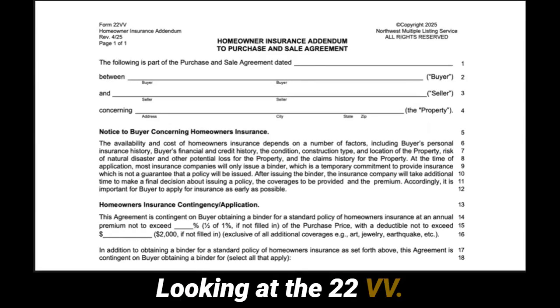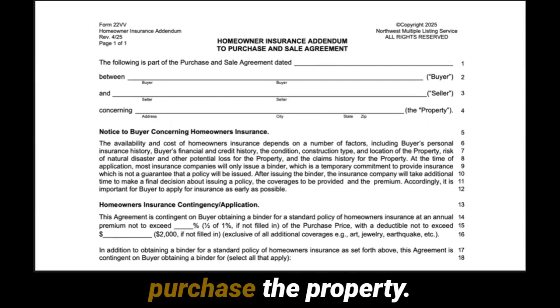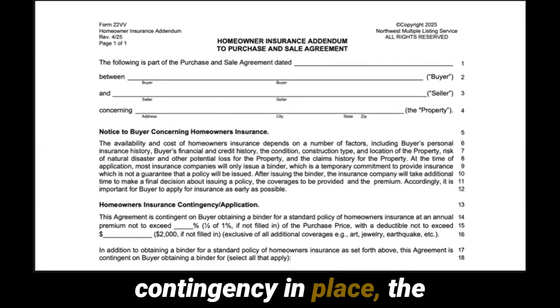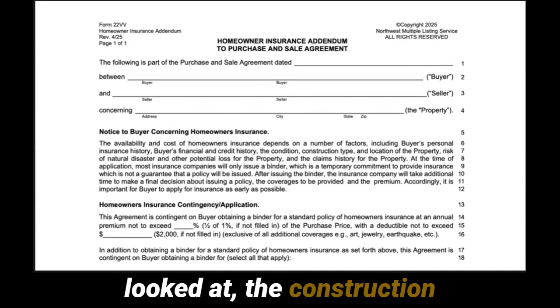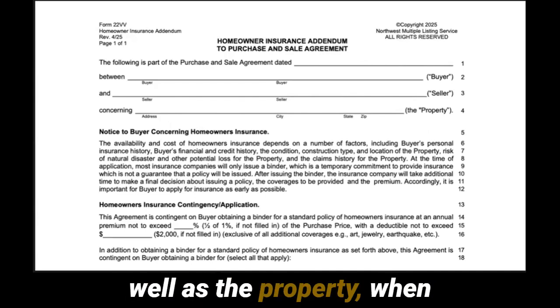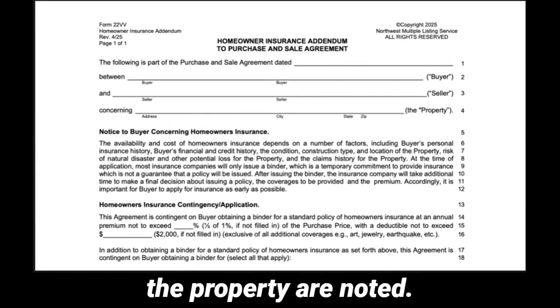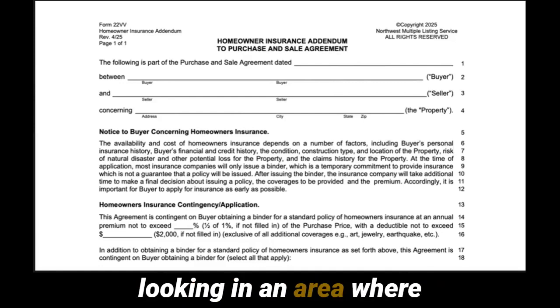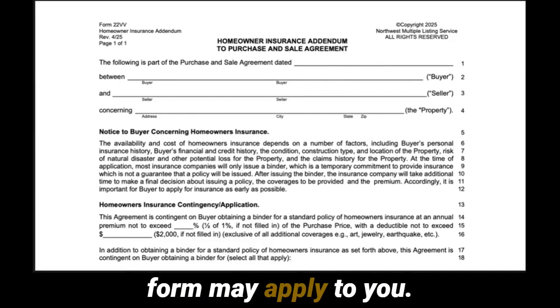Looking at the 22VV, it gives the buyer a contingency. This is when the buyer is relying on getting homeowner's insurance in order to purchase the property. When you have this contingency in place, the buyer's financial records are looked at, the construction type of the home, as well as the property. When an insurance is applied for, previous claims on the property are noted. So if you have a buyer who's looking in an area where insurance claims have been made in the past, this form may apply to you.